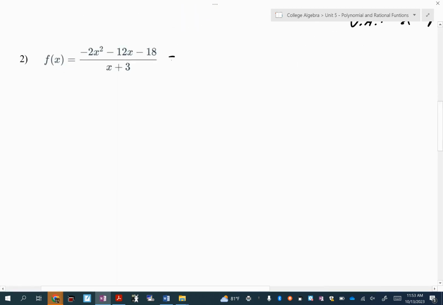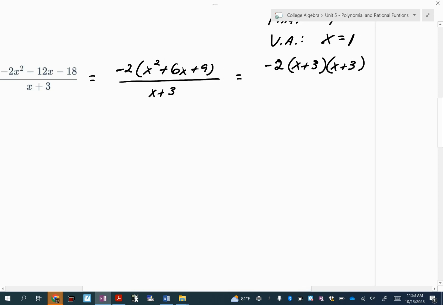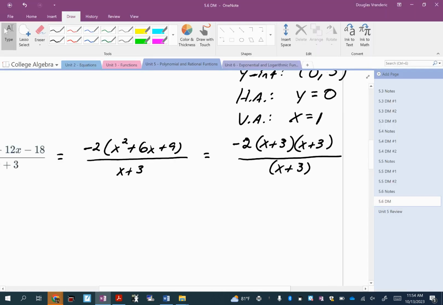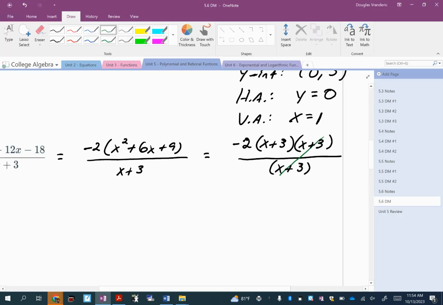Can't do anything about the bottom, but I can factor out that -2 on top to get x squared plus 6x plus 9 all over x plus 3. If you factor that numerator, that quadratic trinomial is actually going to be the same factor written twice, because 3 times 3 is 9, and 3 plus 3 is 6. What I want to make sure we see on this example is that when you cross out, please only cross out one of the factors on top. You're not going to cross out both.